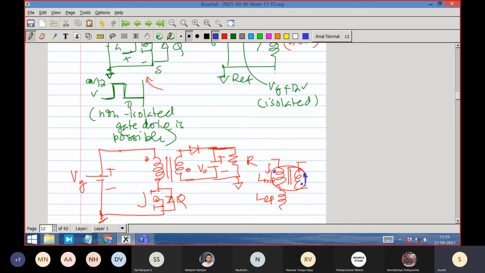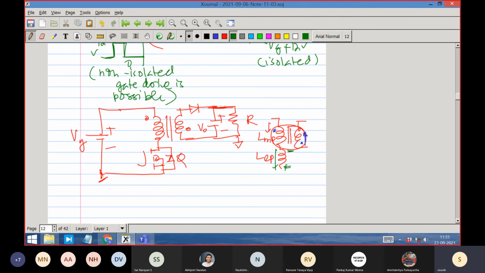But what about transferring the energy that is there in the leakage? So that creates a voltage. It would not like to produce a continuing current like that. So it will produce a voltage spike like this, and that may destroy not the transformer, the switch. The switch may get destroyed because of the voltage spike.